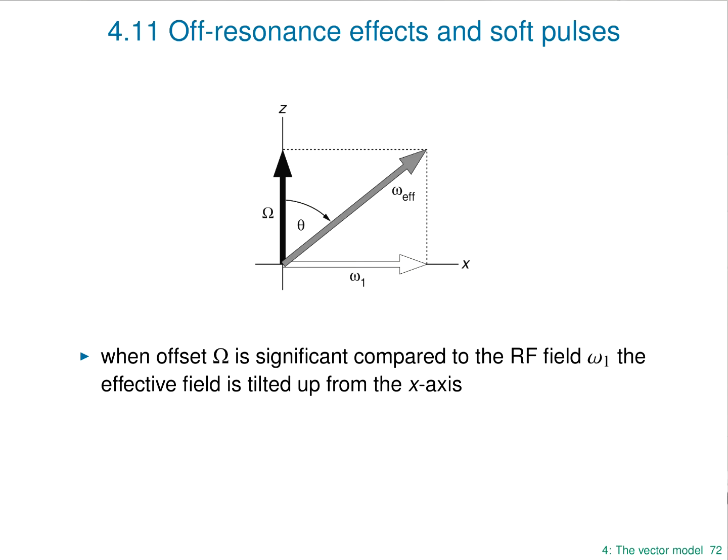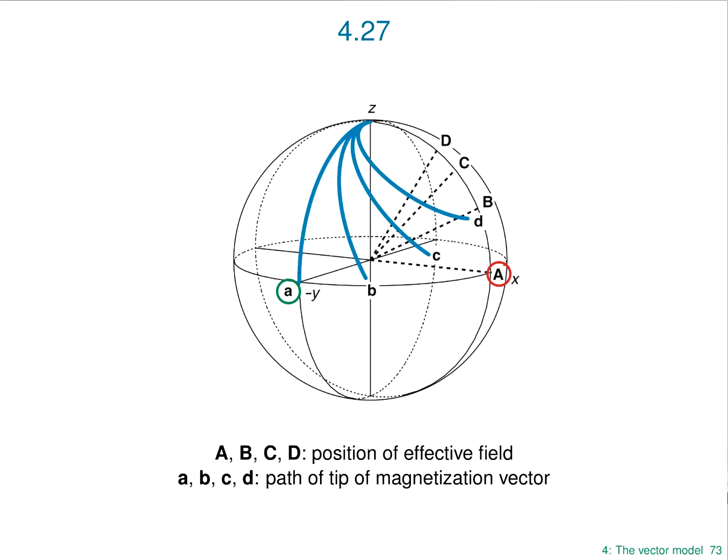What I want to now consider is what happens if omega is comparable with omega 1 so that the effective field starts to tilt up. What consequence does that have? And that's shown in this diagram here. So there's quite a lot going on here. So first of all, concentrate on capital A and little a, which are circled in red and green.